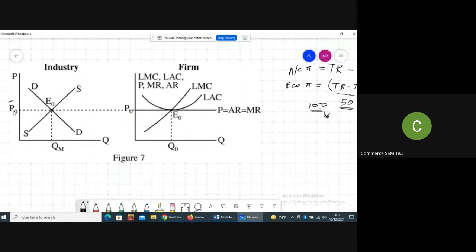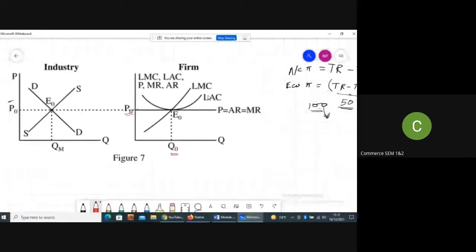Farms take this price P0 as given. So for the farm, the demand curve will be this horizontal straight line, and the marginal revenue curve of the farm is this horizontal line, P0P. Now we draw the marginal cost curve. This is the long run marginal cost curve, LMC. The equilibrium for a farm will be at point E0 on the right hand side diagram. To maximize its profit, the farm will produce Q0 amount of output at price P0.